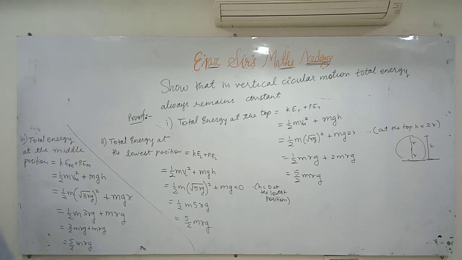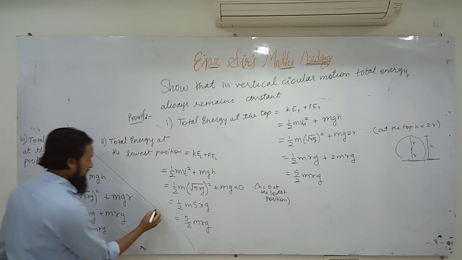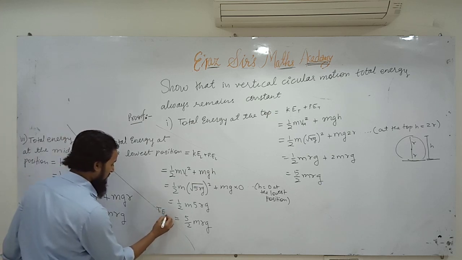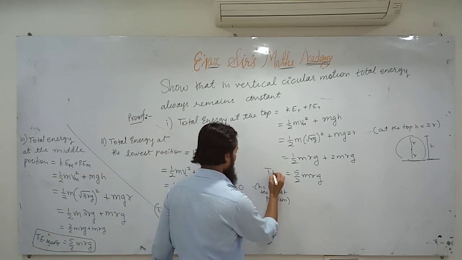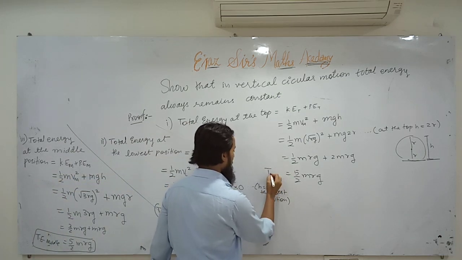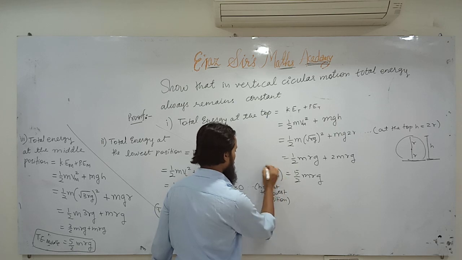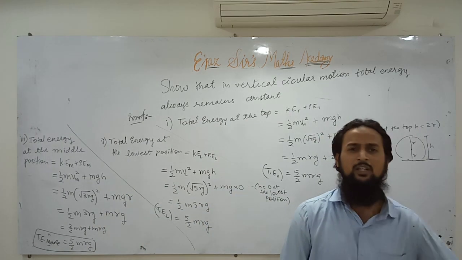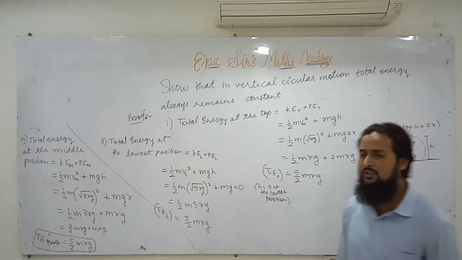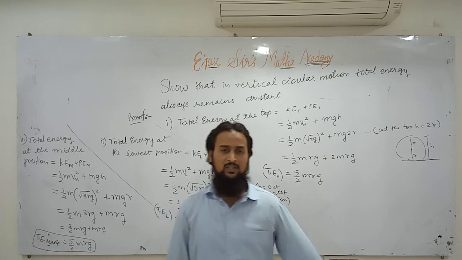This is total energy at the middle position. This is total energy at the lowest position. And this is total energy at the highest position. So in vertical circular motion, total energy at every point remains constant. Understood? Okay, let us stop here.